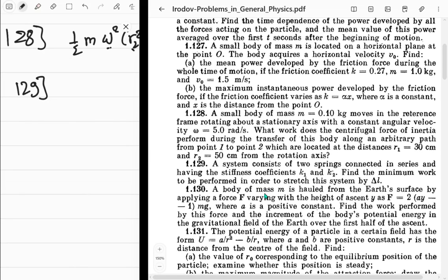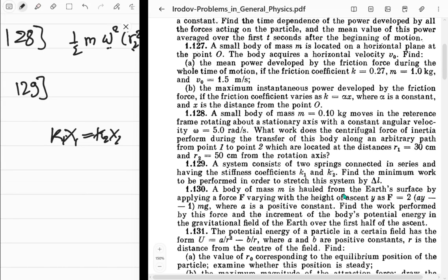So both of these springs will have the same tension through them because these are probably massless or something. If you want to keep it stretched like that, then in the end they come down to having the same tension. Since the stiffness constants are like these, the inverse of these constants is what lengths they should have, because k1 x1 is equal to k2 x2. And what do you want? Find the minimum work to be done in order to stretch the system by delta L.